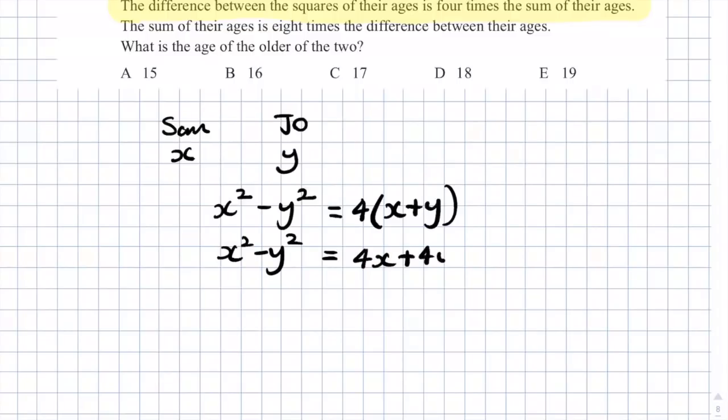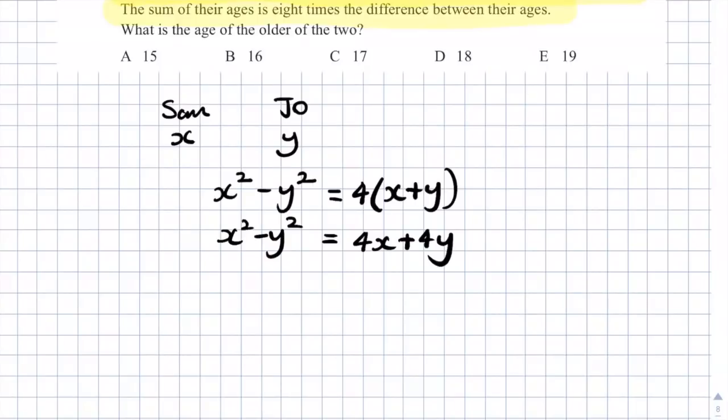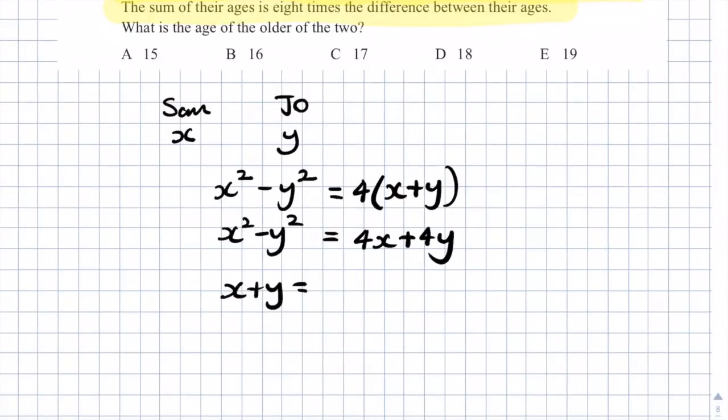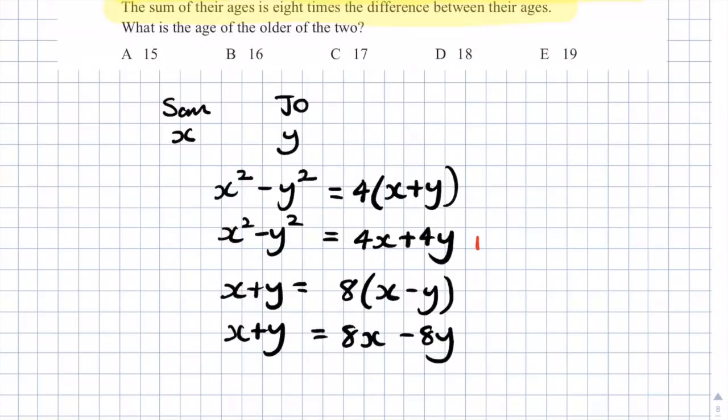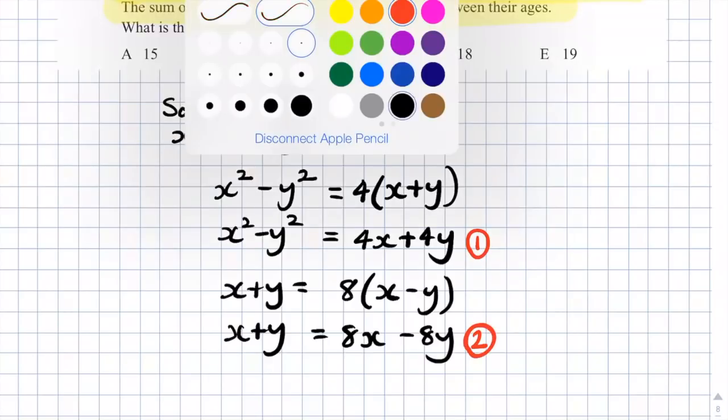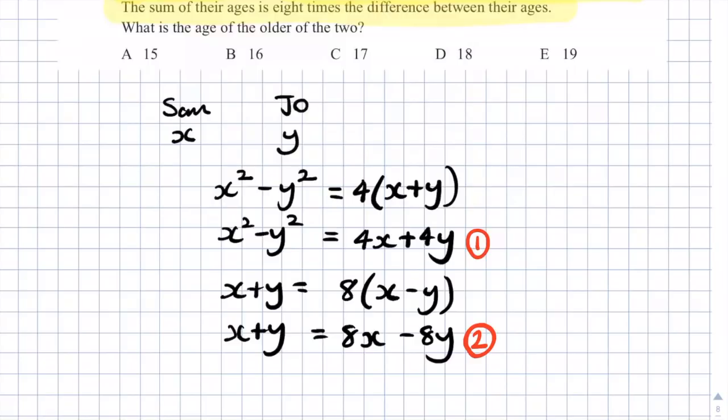4x plus 4y. Second statement says the sum of their ages is 8 times the difference between their ages. So the sum of their ages is going to be x plus y, equal to 8 times the difference of their ages. So it's going to be 8 times x minus y. So it's going to be x plus y equals 8x minus 8y. This is our first equation. This is our second equation. So you can see we've basically got two different equations which make up a pair of simultaneous equations.